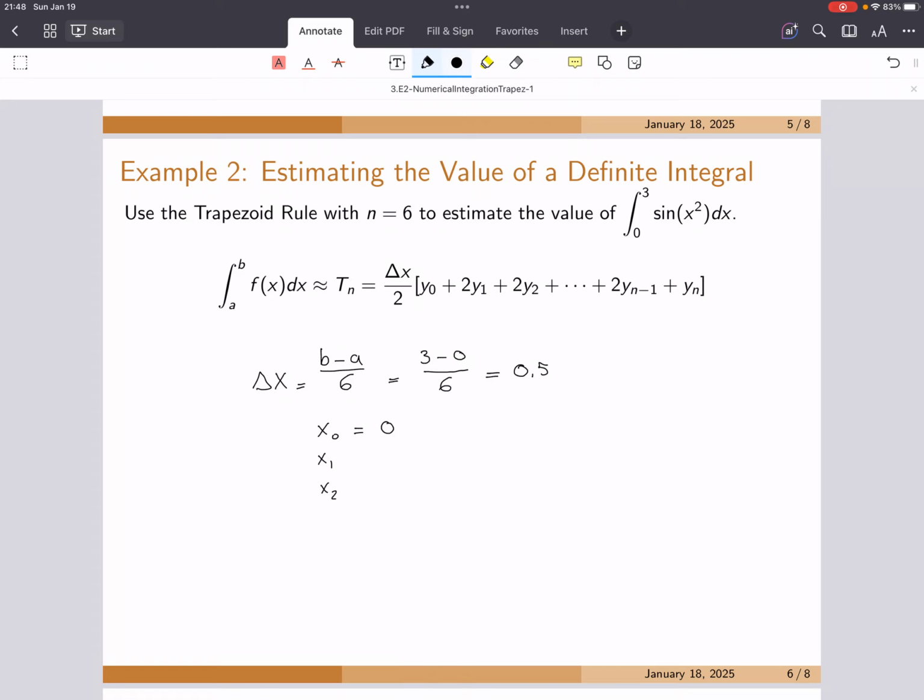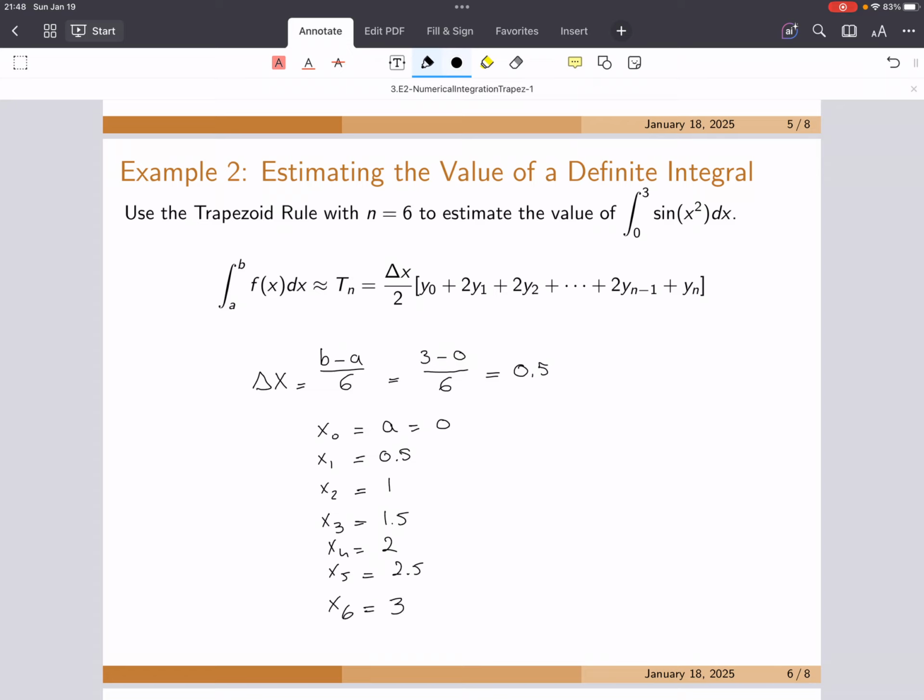Actually, let's write it down like that. It's equal to a, which is equal to 0. Our x1 is, we add delta x, so our x1 is 0.5. Our x2 is 1. Our x3 is 1.5. x4 is 2. x5 is 2.5. And x6 would be equal to 3.